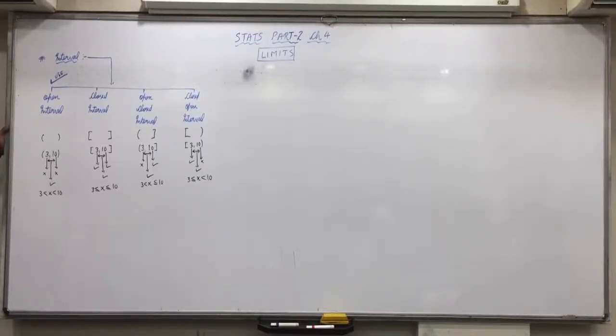Yes, any confusions? She has a doubt. She's asking why not use closed interval, open closed interval, or closed open interval. Because in the whole chapter, the two extreme values are not going to be included.